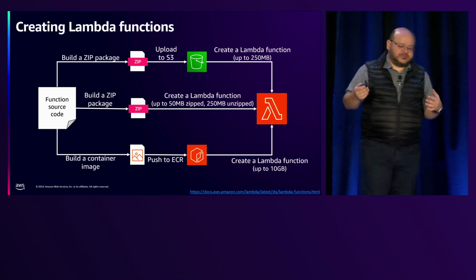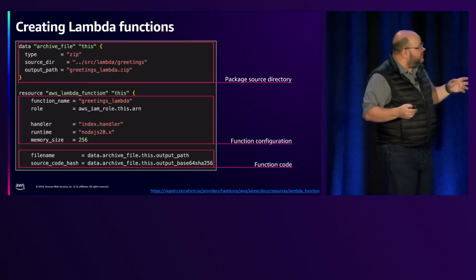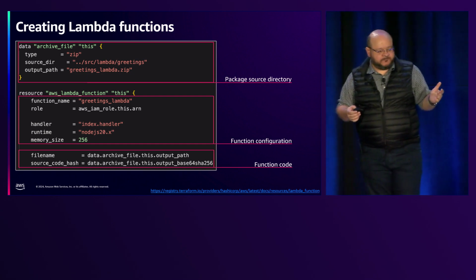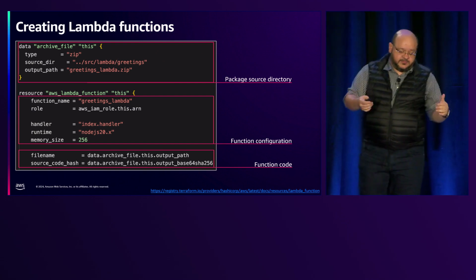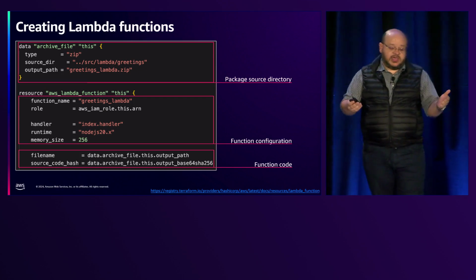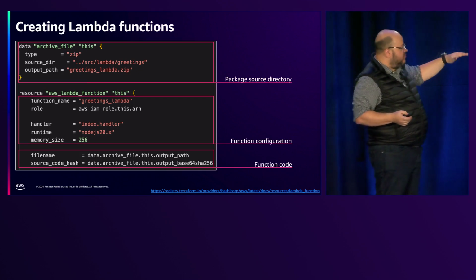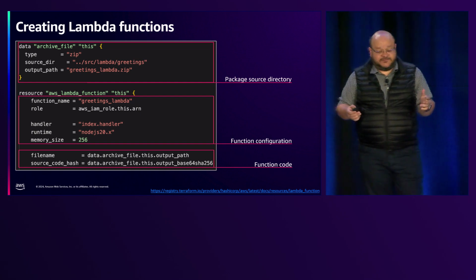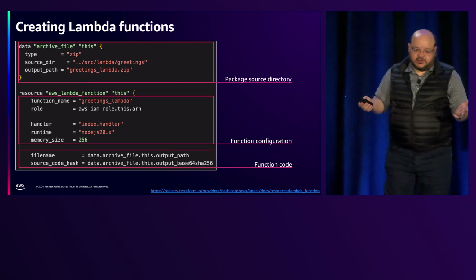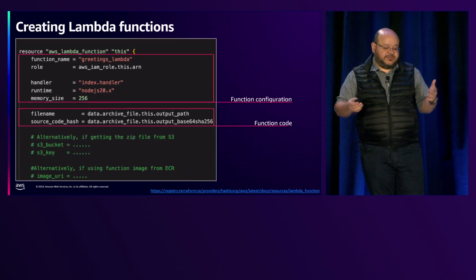Now, from the Terraform perspective, let's take a look. On the very top, you can see the simple approach. This is what we use to basically package the source directory of my function. Once packaged, below that, you can see the function configuration, things like function name, role, handler, etc. And at the very bottom, file name and the code hash. So essentially, I'm referring to the package that I've created, the zip file I've created at the very top. Pretty simple. If you build your functions differently, for example, through S3 or through ECR, a large segment of this remains as is.